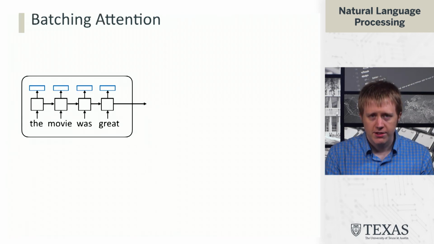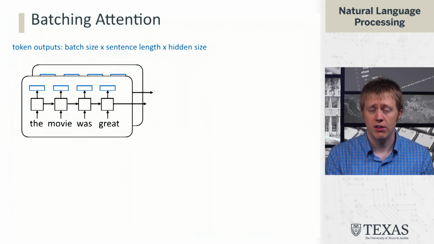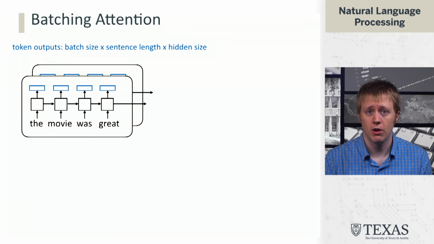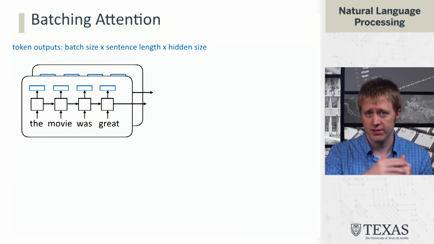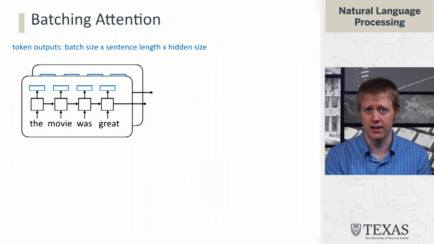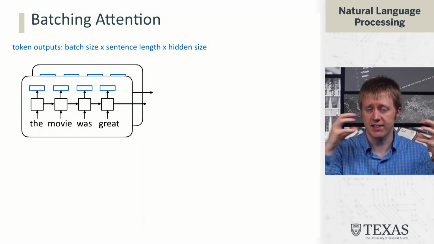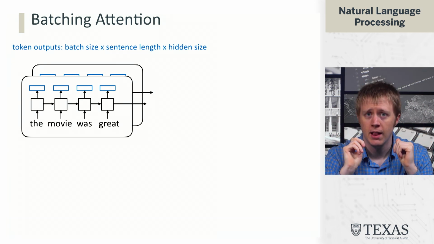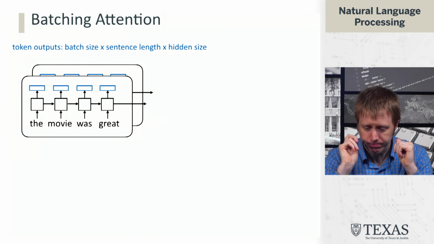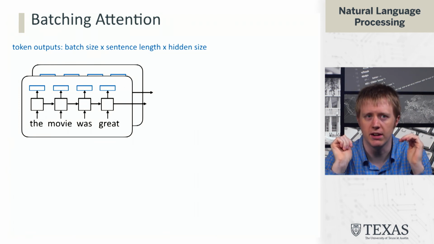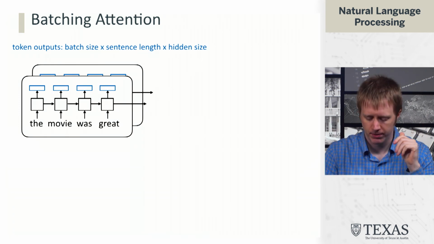All right, and so the last thing I'll say about attention here is about batching. So you kind of have to track a lot of stuff here. When we think about the outputs of the encoder, let's say, we have something that's batch size, so the number of things in our batch, by the sentence length, by the size of the hidden vector. So basically these vectors at the top have some dimension, and so we can arrange these into a 3 tensor.